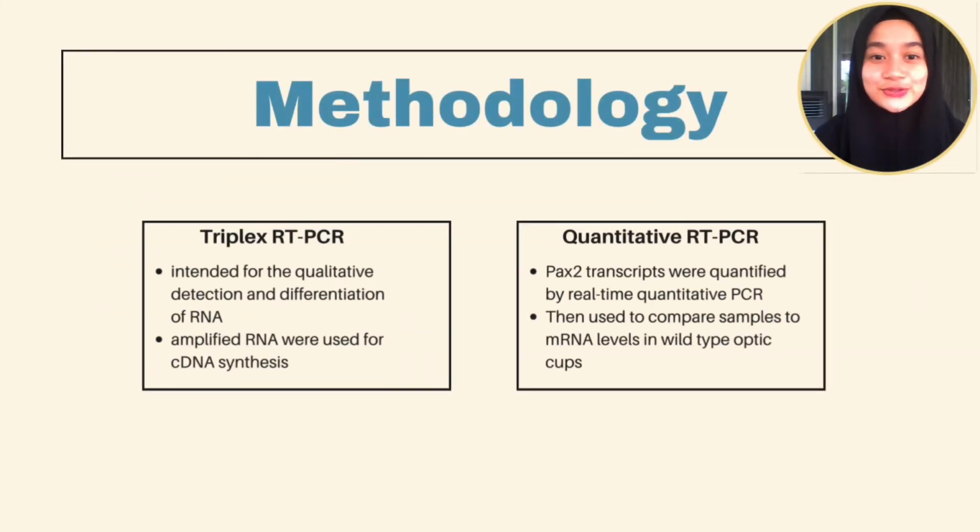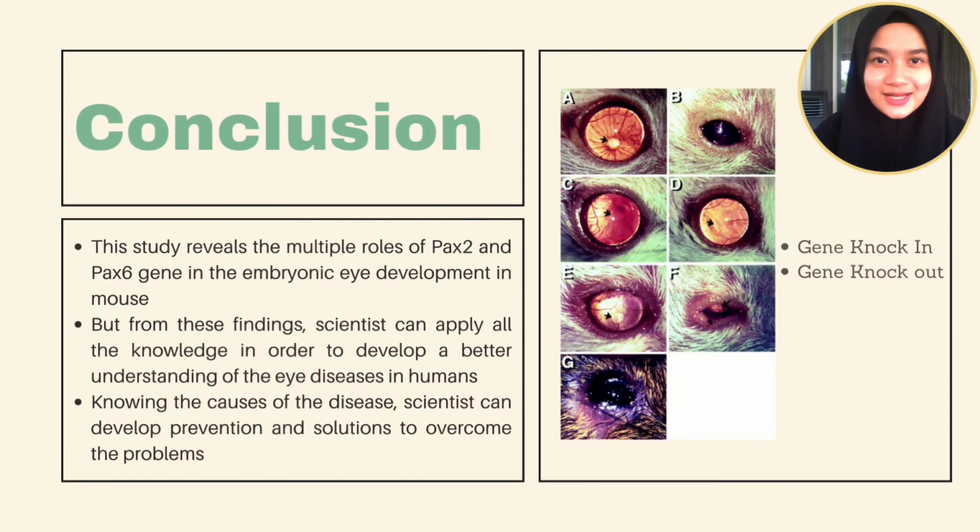Next, the researchers also used triplex RT-PCR, which is intended for the qualitative detection and differentiation of RNA, and the amplified RNA was used for cDNA synthesis. Then we have quantitative RT-PCR, where the PAX2 transcript was quantified by real-time quantitative PCR, and then used to compare samples to mRNA levels in wild-type optic cups. Now we have come to the end of the article.